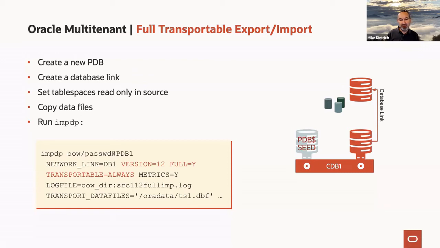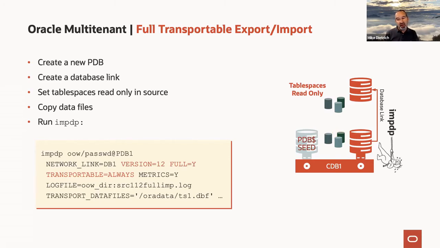We don't even allow upgrades from 11.2.0.3 to 19c directly, by the way. But in that feature, we can do this. Database link, then we set the tablespaces in the source read-only, or if it's really big, you can even use incremental backups if you need to. And then we copy the data files or the incremental backups. And then we start Data Pump.